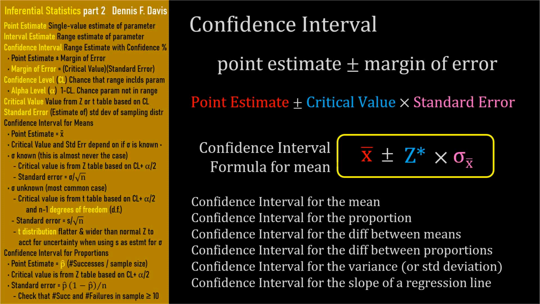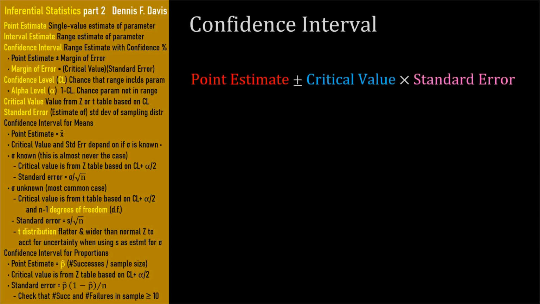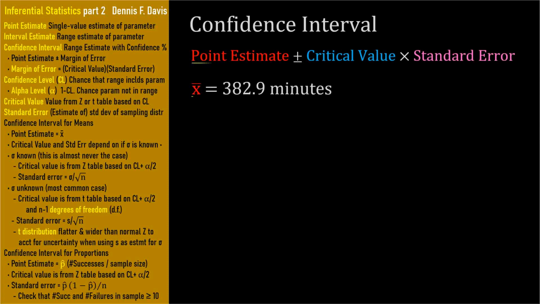Let's go back to our battery scenario from video 1, where we're interested in the mean lifetime of 9-volt batteries made at a particular factory. Let's construct the confidence interval. We already know the point estimate x bar is 382.9 minutes from video 1. That's our sample mean, the red sample statistic. And the pink standard error is sigma sub x bar, the standard deviation of the sampling distribution, which is the population standard deviation sigma divided by the square root of the sample size, n. All these numbers are from video 1. We get sigma sub x bar equals 6.1 minutes.